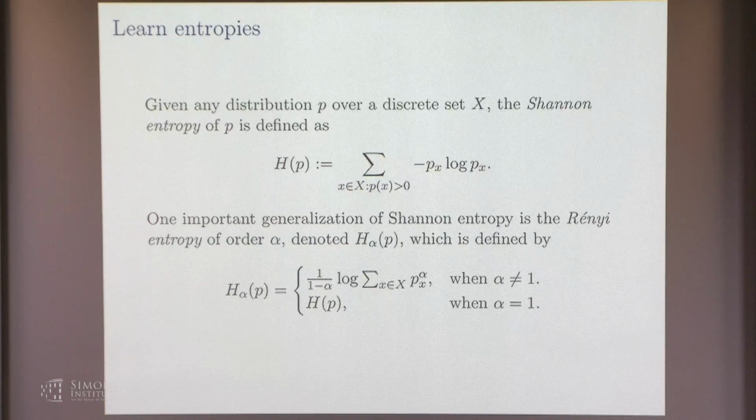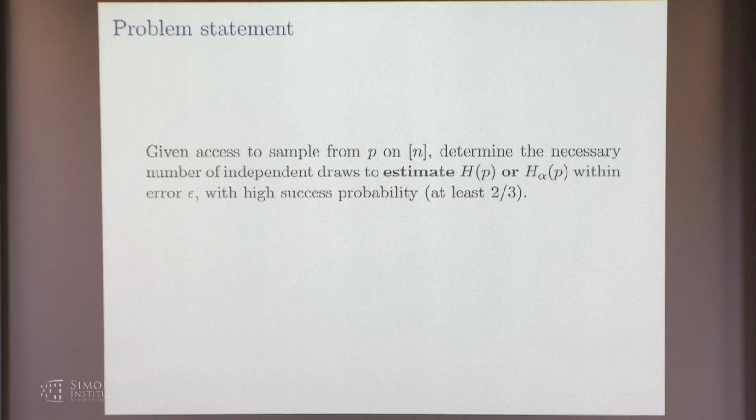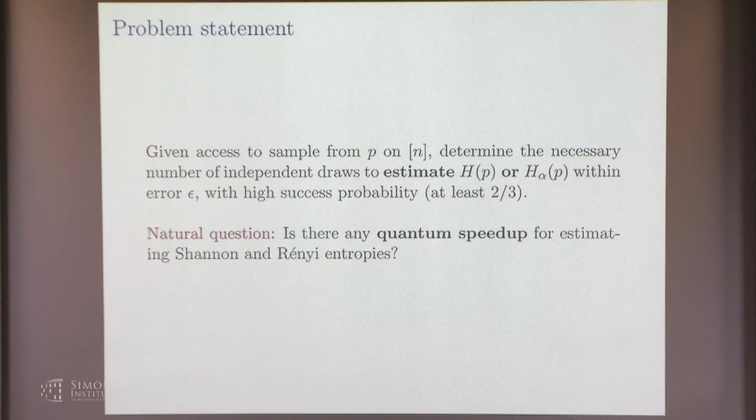So a math question to ask here is: if I give you access to samples from a certain distribution, how many samples do you need to determine the Shannon entropy H(P) or the alpha Renyi entropy H_alpha(P) within a reasonable error epsilon and with high success probability, say at least 2/3? This is a very well-studied problem in classical information theory and machine learning. As a quantum computing person, a very natural question is: is there any quantum speedup for estimating Shannon and Renyi entropies?